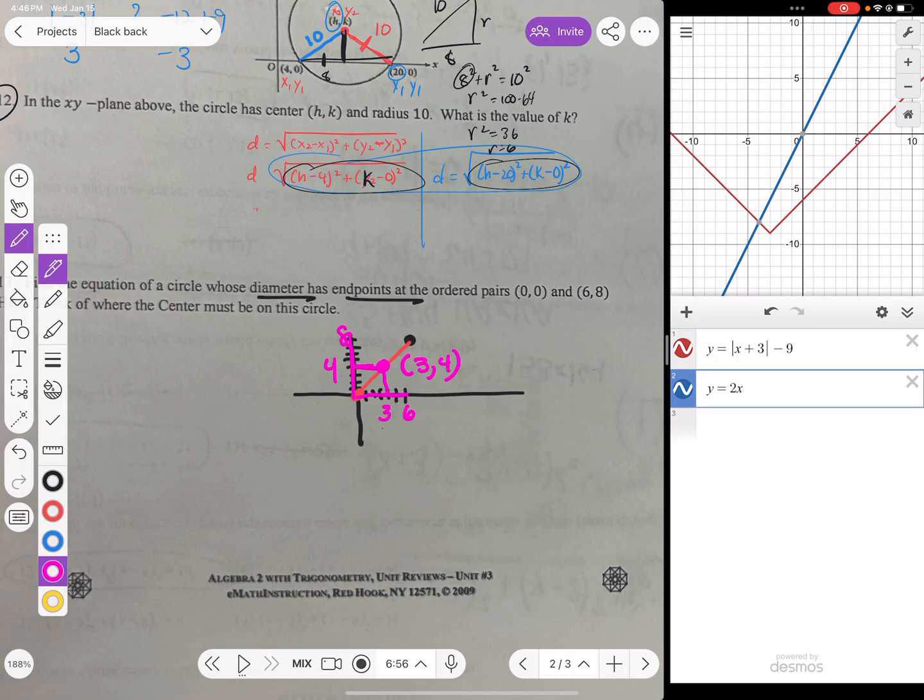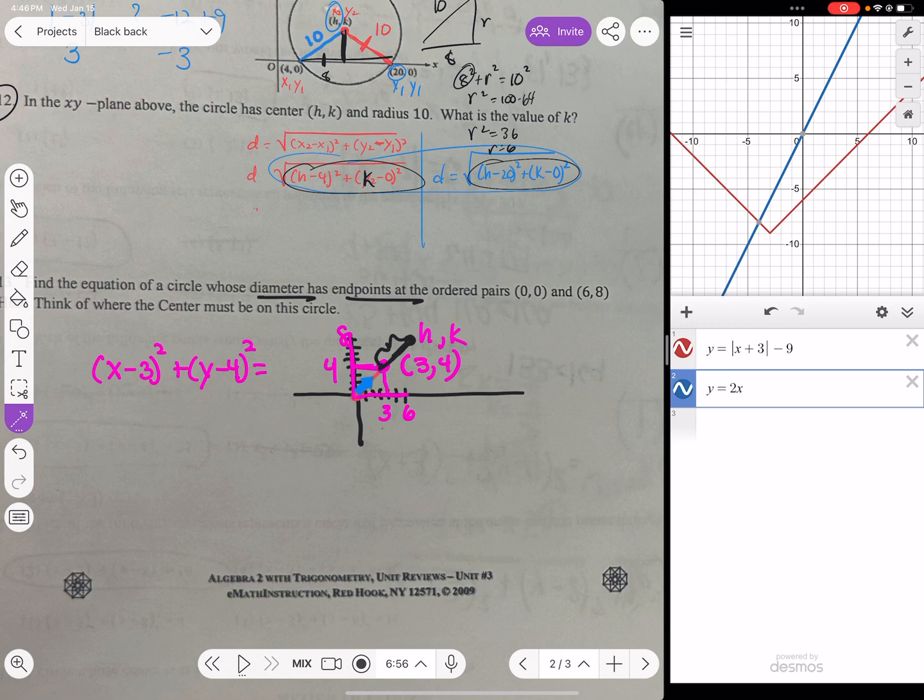So now I've almost got my circle. My circle center is 3, 4, so that's h, k. So it's x minus h, quantity squared, plus y minus k, 4, quantity squared, equals my radius. My radius now is one of these. It'd be like this distance here, or you could use this distance here. I'm actually going to use this one right here because I think it'll make more sense to you.